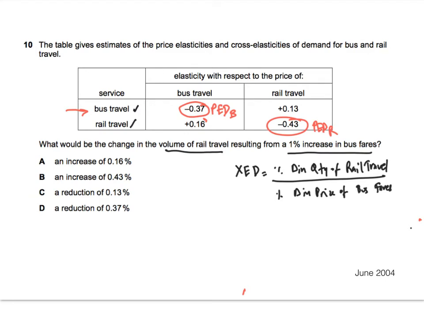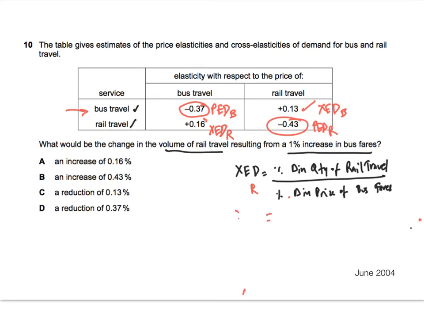Basically, demand for bus travel with respect to the price of rail travel, we're looking at this value. Okay, so we're looking at this value, and that would be an XED of bus travel. Similarly, the last value is demand for rail travel with respect to the price of bus travel. We're looking at this value. So therefore, this is my XED of rail travel, and that's exactly what they're looking for, because they're asking us what is the XED of rail travel.